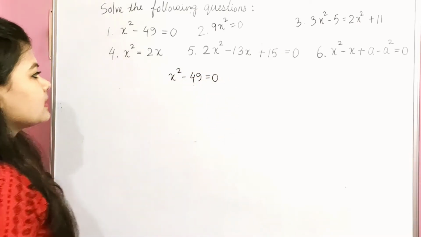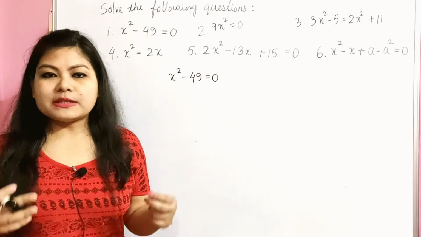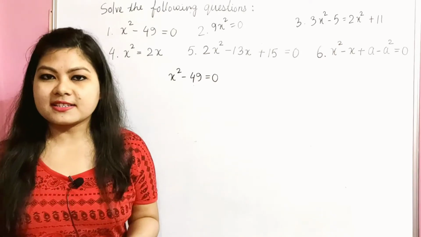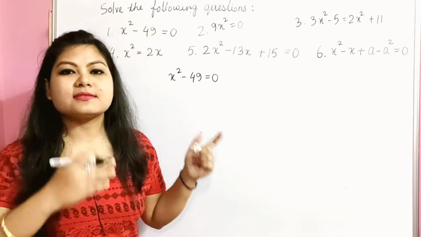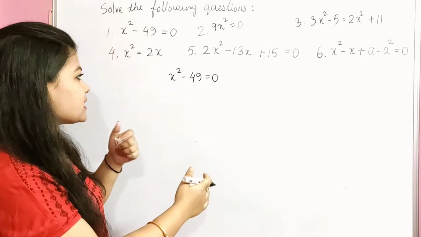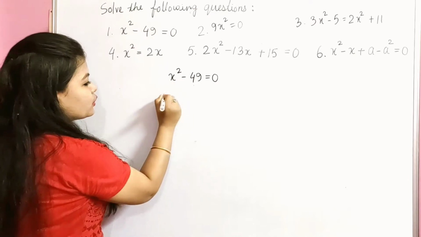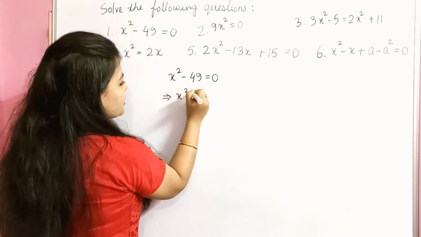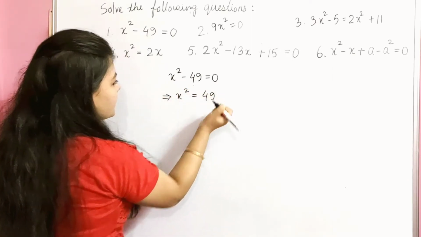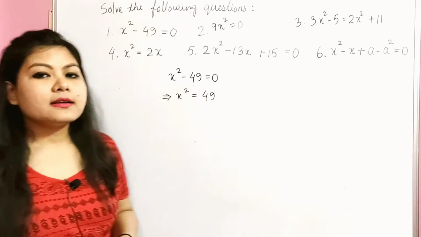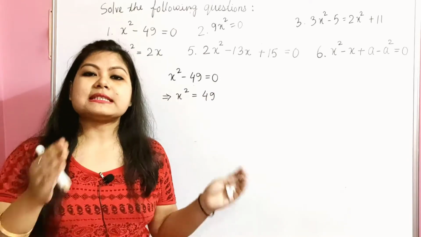Here minus 49, we will shift this value to the right hand side. Since the value is negative, if we shift the value to the right hand side, it will give you the plus value. So we can write down x square is equal to 49. Here minus 49 is on the left hand side.